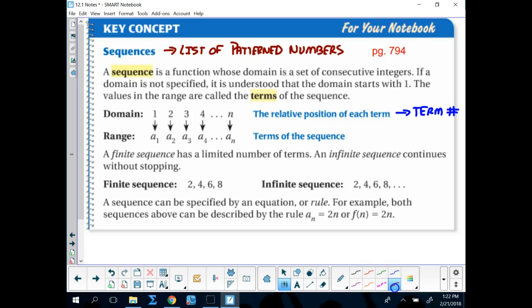It might be something like adding 4. It might be something like multiplying by -2. It might be something crazy, like taking the square of a number and subtracting something else. I mean, we can get funky with it, but there's a pattern going on. The range then is just those terms.